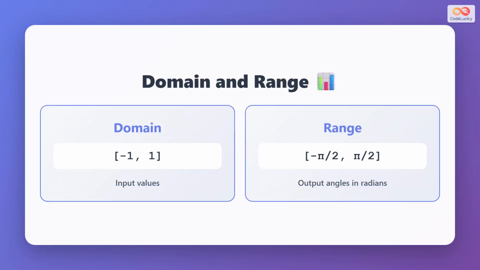It's important to understand the domain and range of the arcsin function. The domain, which represents valid input values, is restricted to the interval from -1 to +1. This is because sine values can only fall within this range. The range, which represents the output angles, spans from -π/2 to +π/2 radians. These output angles are always returned in radians, covering angles from -90 degrees to +90 degrees.